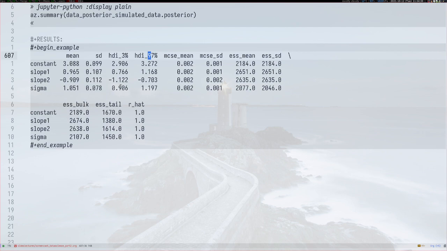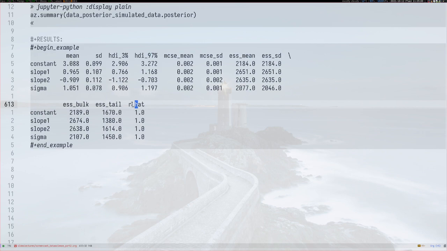They actually give us the 94%, I said 95 before, it's the 94% confidence interval. It's sometimes called a credibility interval in the case of Bayesian analysis. The interpretation is that with 94% probability, the value of slope 2 lies between -1.1 and -0.7. I'm going to skip these variables for the moment.